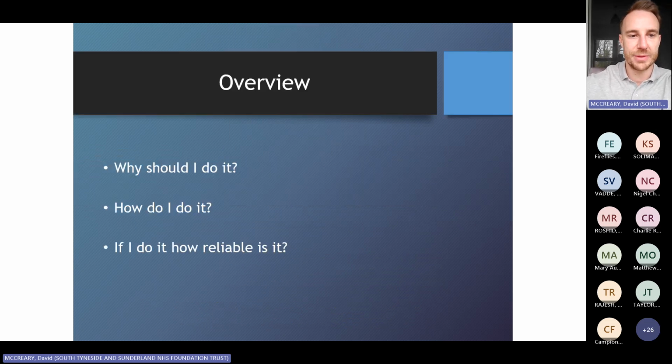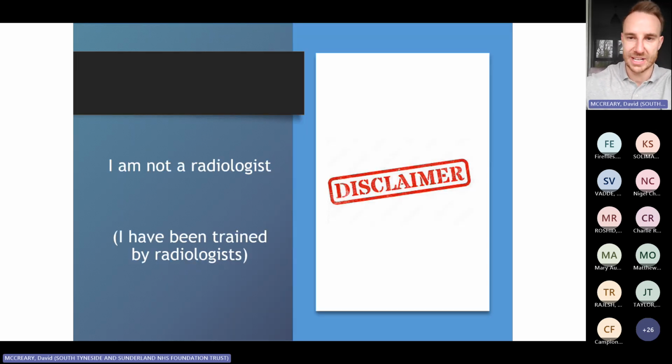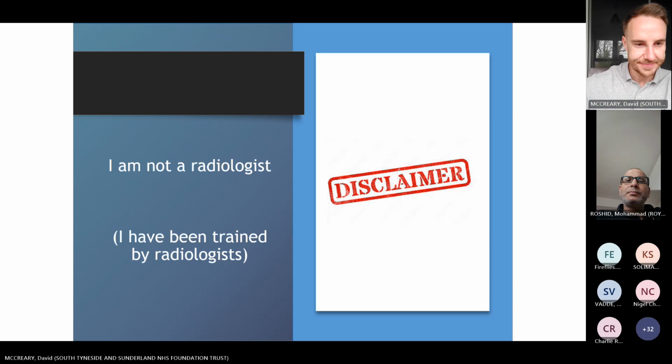So this is what I'm going to be going through today. Why should we be doing it? How do we do it? And if we do it, how reliable is it? Another disclaimer, fairly obvious: I'm not, nor have ever been, a radiologist. However, I have been trained by lots of different radiologists in scanning for appendicitis.